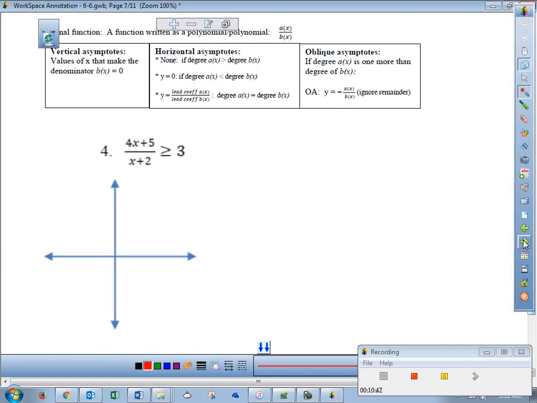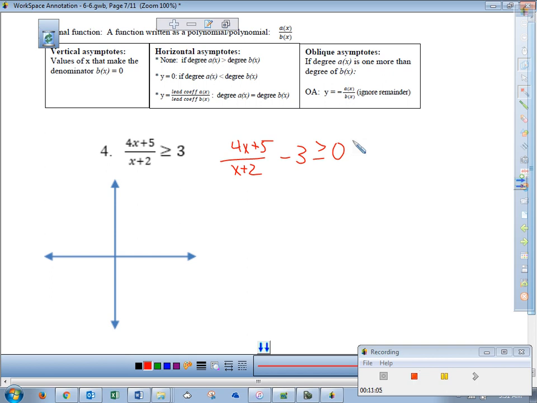Next one. What's the problem with this guy? Not equal to, I shouldn't say equal to, but this is not a 0 right here. What do we got to do first? So you got 4x plus 5 over x plus 2 minus 3 greater than or equal to 0.